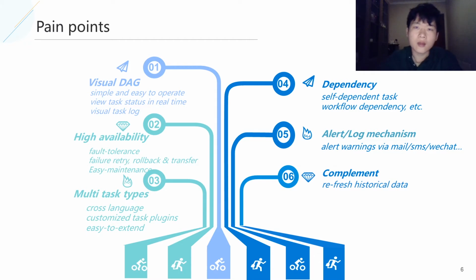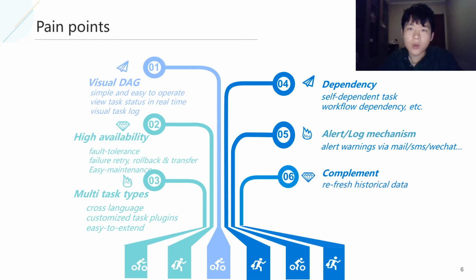And the second, we need to consider various exceptional system scenarios, since the scheduler is an important part of the infrastructure of the whole system. High availability and high stability are what we are concerned about. And we cope with fault tolerance, failure retry, rollback, and failover when the system fails.